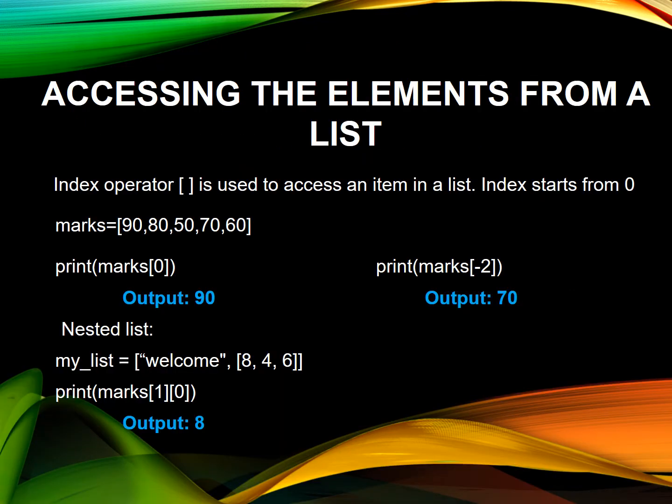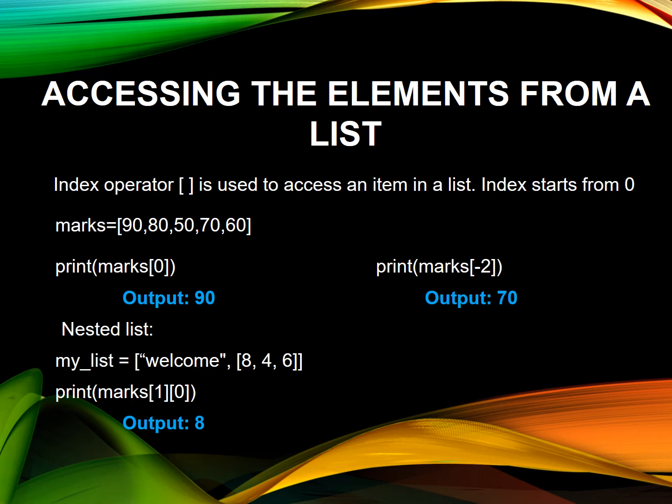This is another slide for accessing the elements from a list. There is a list with the name marks which contains 5 elements. We are using the print statement marks[0]. Index 0 is pointing to the first element in the list, which is 90. So it is printing the output as 90.